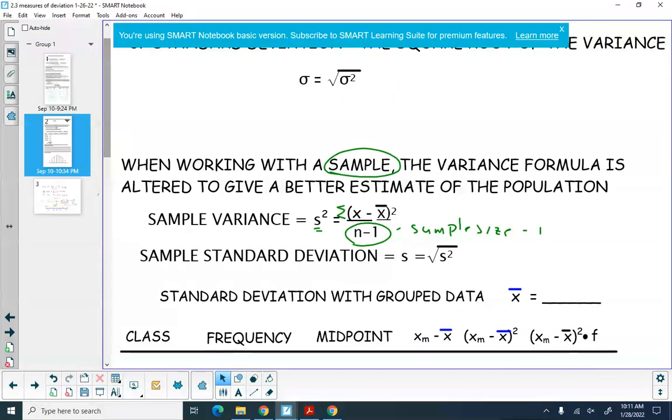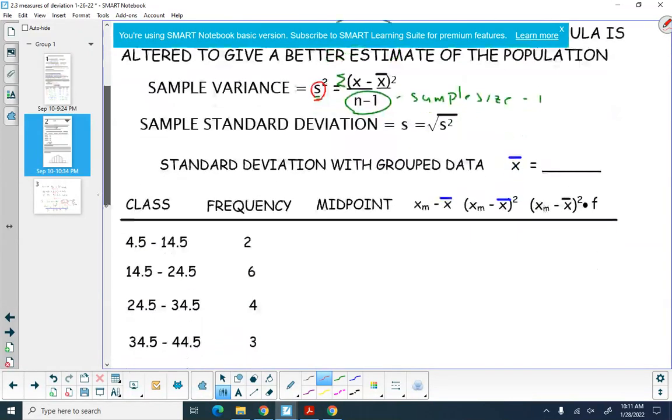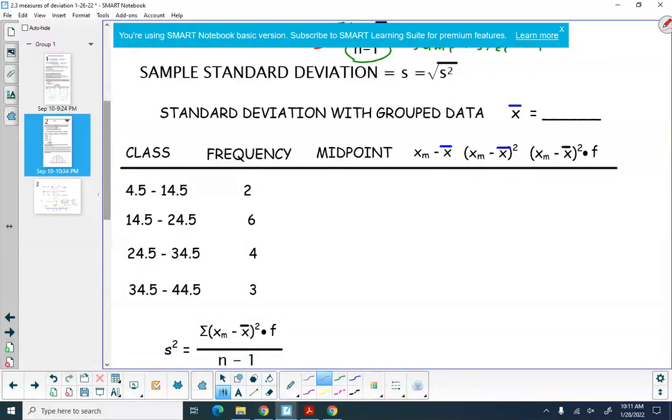When we look at a sample rather than a population, to calculate the sample variance, we use s². s² is our sample variance, where sigma squared is our population variance. But when we're dealing with a sample variance, we're going to divide by the sample size minus 1. So we divide by n minus 1. Sample standard deviation is still the square root of that. When we deal with grouped data, this becomes a little bit more complicated to handle.